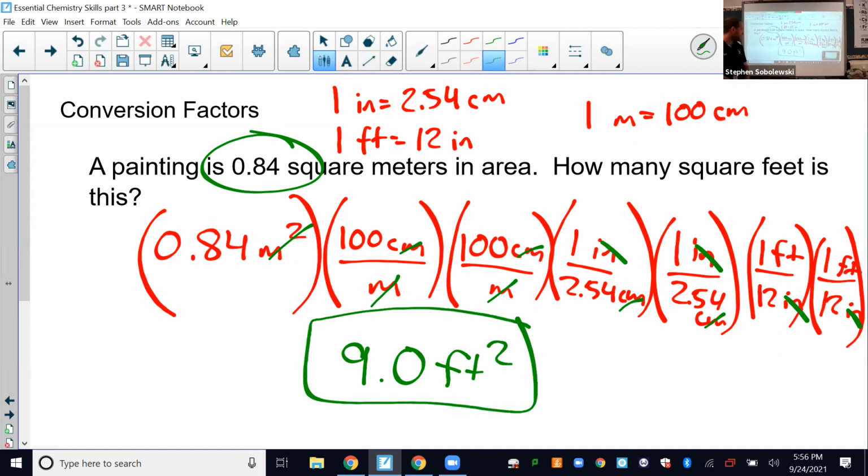This kind of makes sense too, because a meter is about a yard, which is 3 feet. So you can think of it like 3 feet on either side. 3 by 3, 9. 9.0.